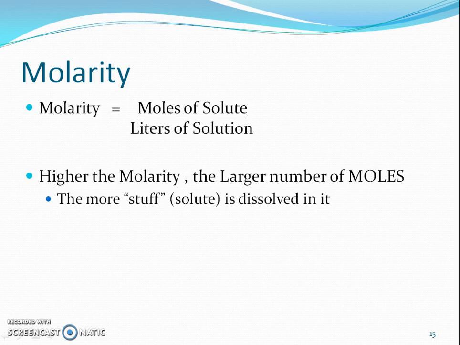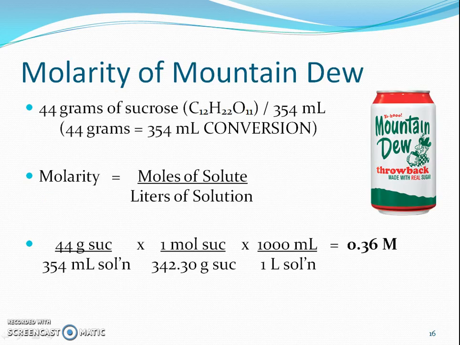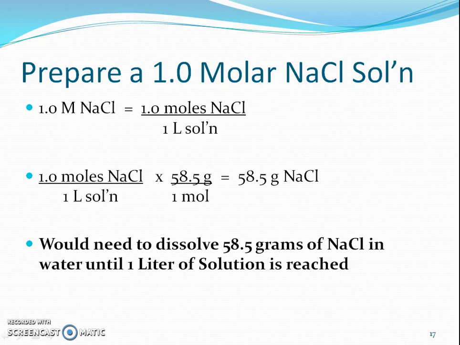So he talked about molarity. So we went from solutions to molarity, kind of a nice introduction here. And it's moles of solute per liters of solution. So the higher the molarity, the higher the value of that number, the larger the number of moles of that stuff. So we want to remember everything is by moles for molarity, not by grams. He gave you a nice example using Mountain Dew. And he talked about how do we prepare what's called a 1 molar salt solution. And he went through that as well as an example.